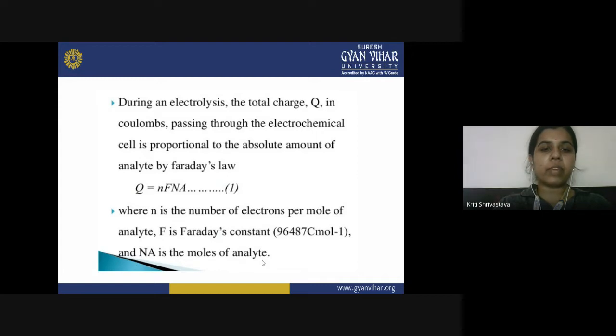If you carefully observe this equation, the total amount of charge passing through the electrochemical cell is proportional to the moles of analyte present in the sample. So if by any method we can measure the total charge passing through the solution, we can find out the concentration of the analyte in our sample.